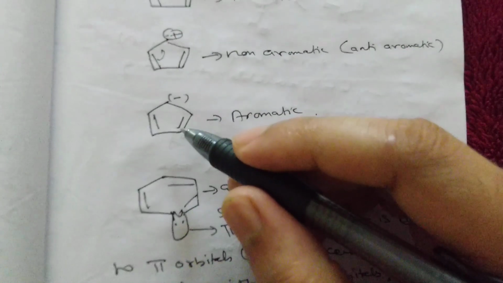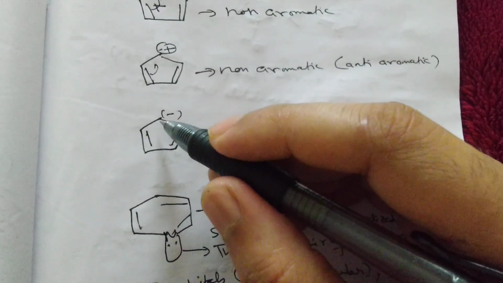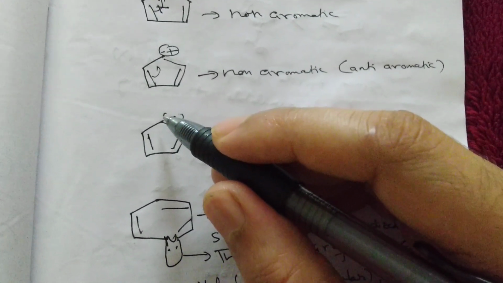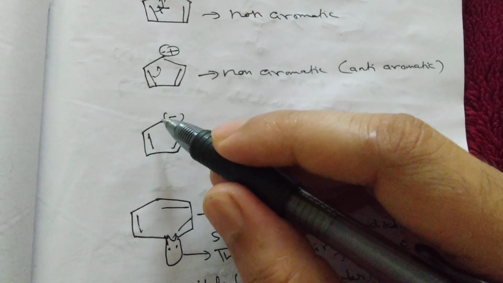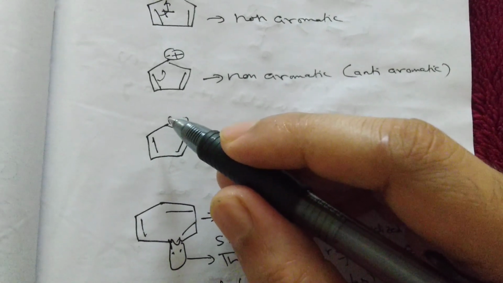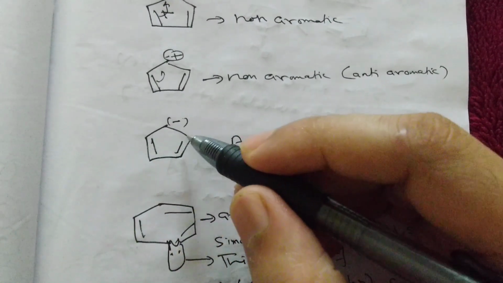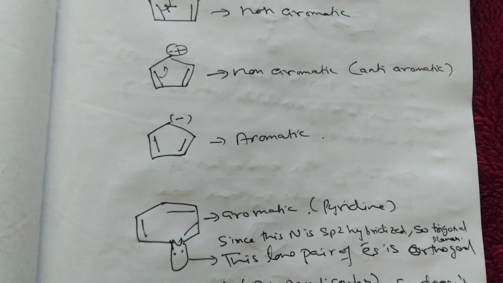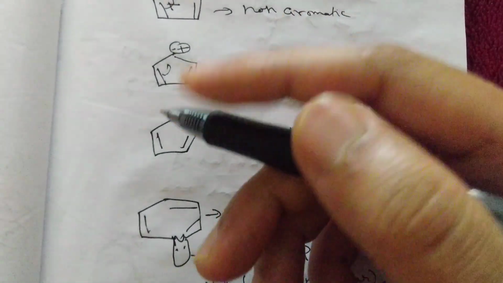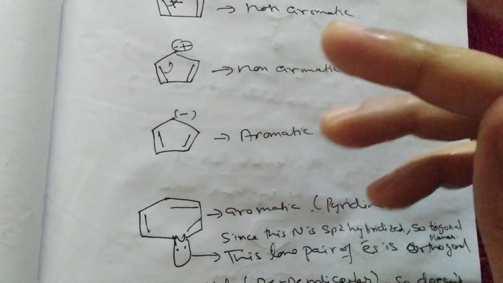But this system is aromatic. Now here there is a p orbital with 2 electrons, right? So it does not matter. A p orbital can have 1 electron, 0 electrons, or 2 electrons. It is having 2 electrons, but now how many electrons does it become? 1, 2, 3, 4, 5, 6. So it is following Huckel's rule. It is planar, it is cyclic and conjugated.